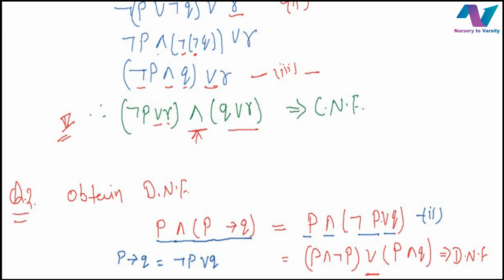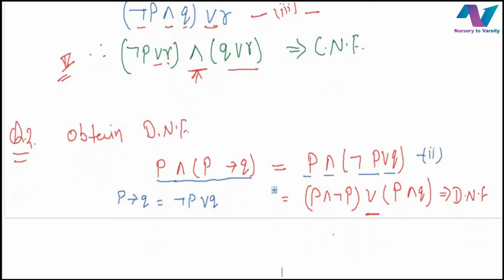Now for converting to DNF, we need that OR sign outside the bracket and the AND sign inside the bracket. So we just apply the formula, and now we get P and negation of P, or P and Q. From the definition, these are conjunctions of literals in disjunctive normal form, so we can say that we have successfully converted the given statement into DNF. So this is our DNF.